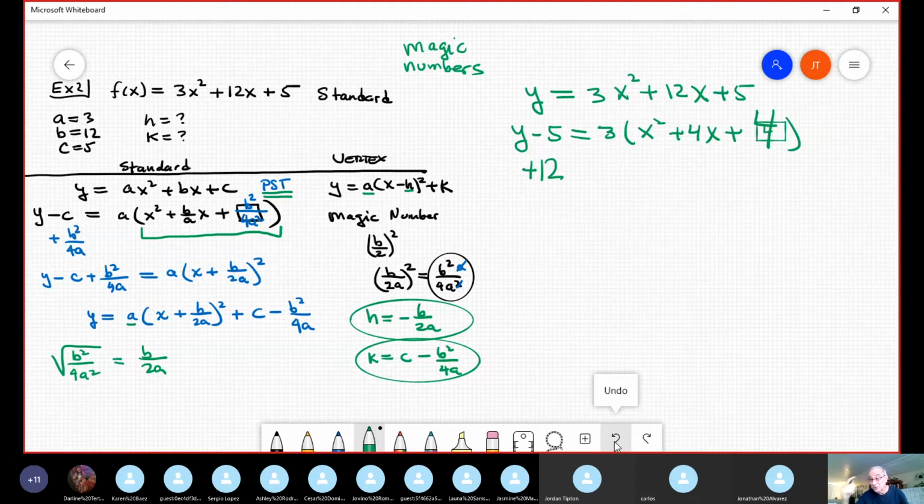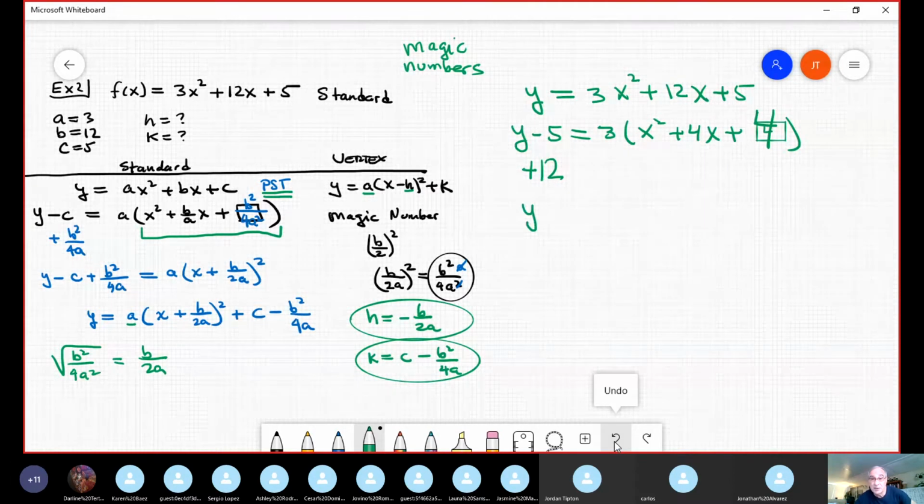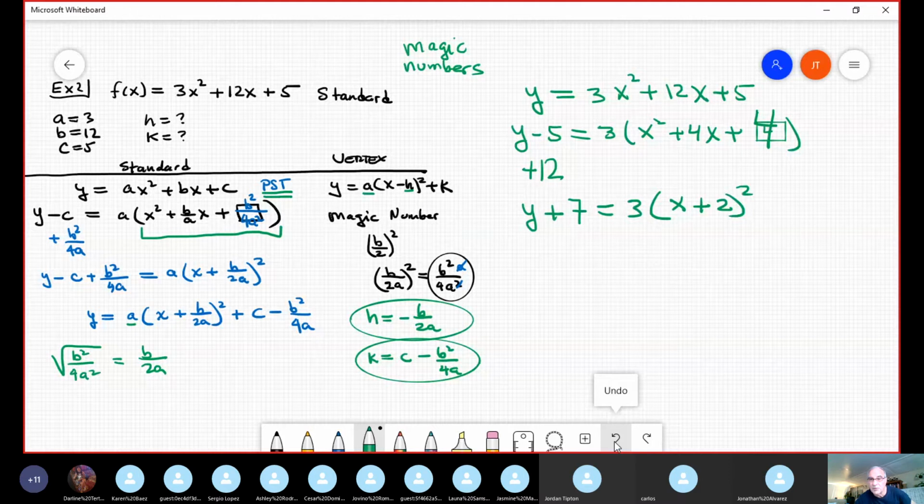Okay, now a subtraction: y plus 7 is equal to 3 parentheses. Look, this is the question now. x plus 2, squared. Where do these 2 come from? Square root of 4. Where does this x come from? Square root of x squared. And this 3 is the common factor. Now finally, solve for y and move 7 to the other side: x plus 2 squared minus 7.